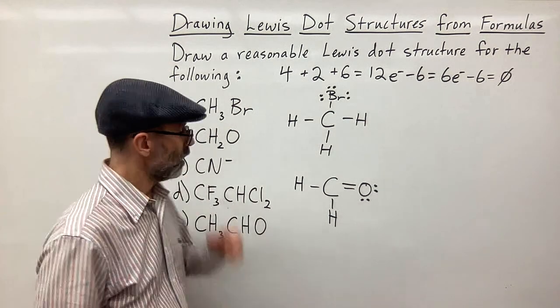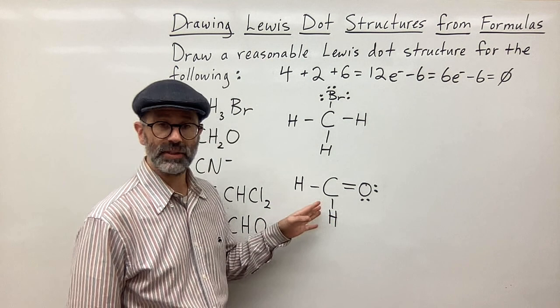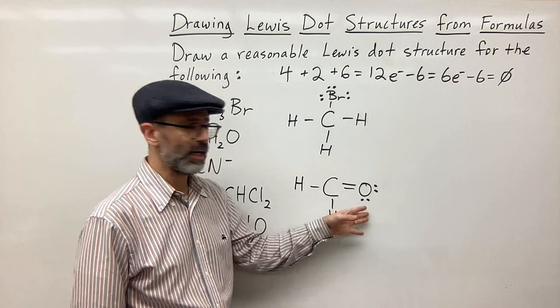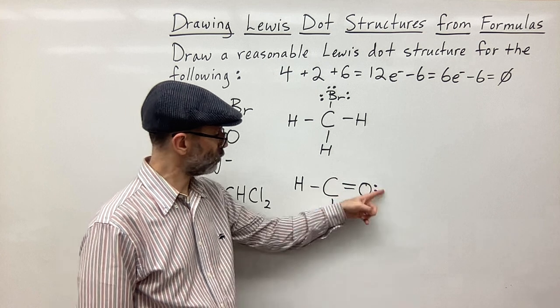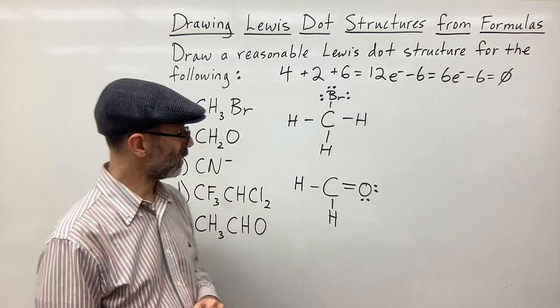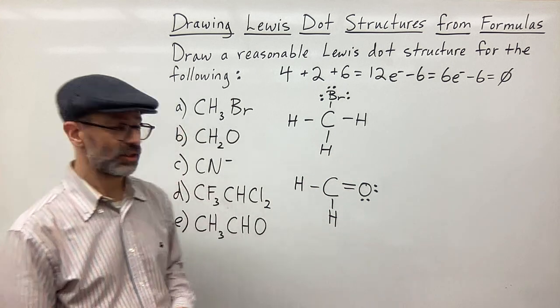Bonding patterns are also useful. So carbon loves to have 4 bonds, and you can see that carbon has 4 bonds. And oxygen loves to have 2 bonds and 2 lone pairs. So it has 2 bonds and 2 lone pairs. So that fits the bonding patterns for these elements. And so, ladies and gentlemen, that is your Lewis dot structure.